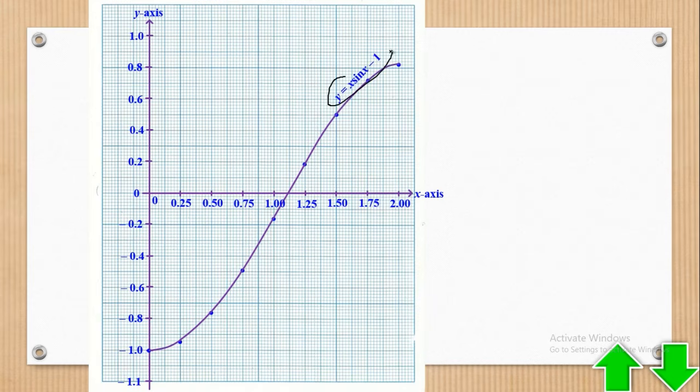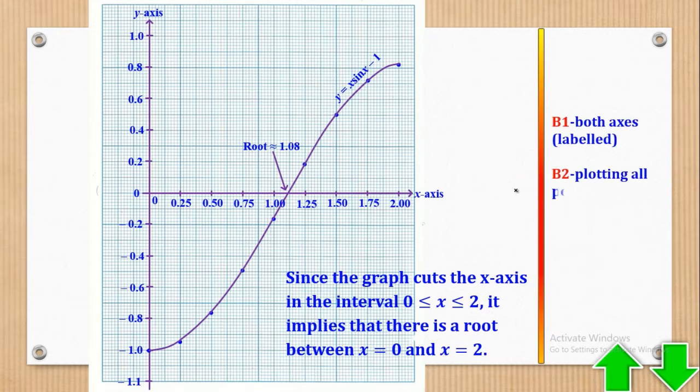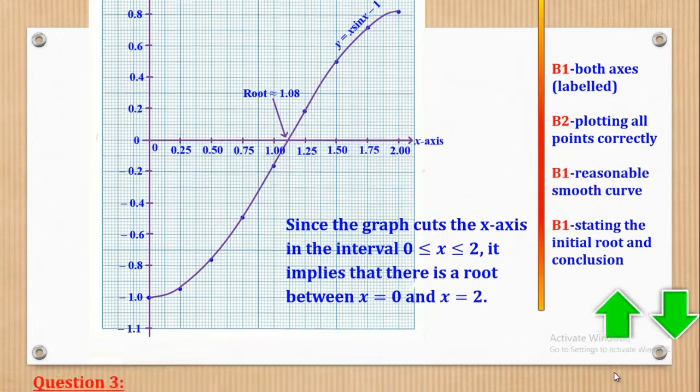We have to also label the curve. Remember that the x-intercept is our root. Therefore, we shall conclude that since the graph cuts the x-axis in the interval from 0 to 2, it implies that there is a root between x equal to 0 and x equal to 2. So basically that's what they wanted in part A. Now let's see how much can be awarded. B1 for the axis, B2 for plotting, B1 for reasonable smooth curve, B1 for stating the initial root and also conclusion.